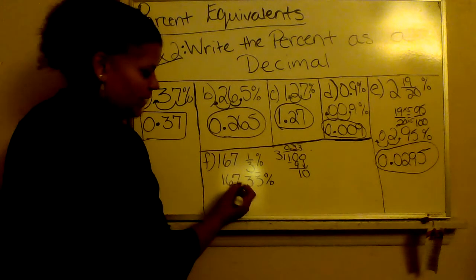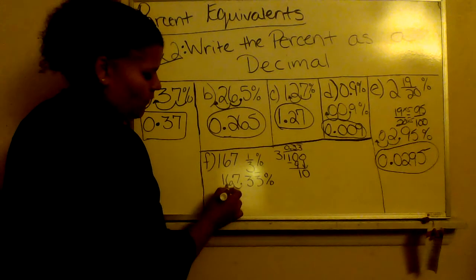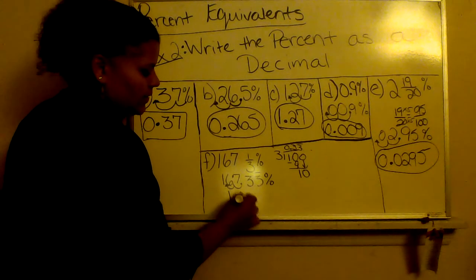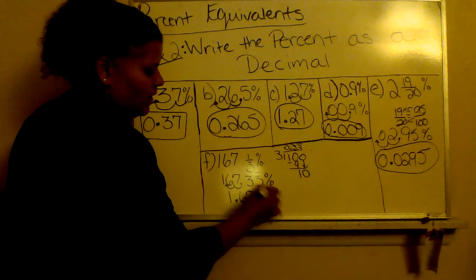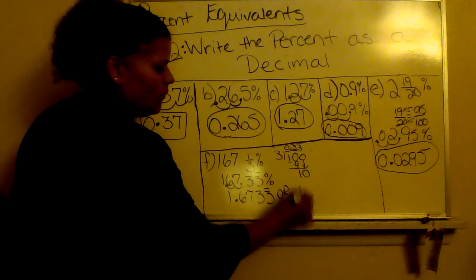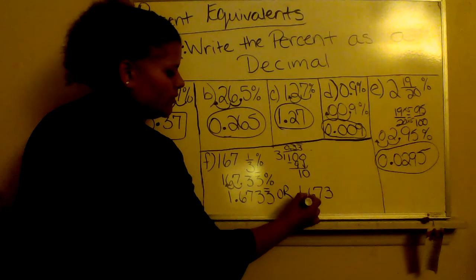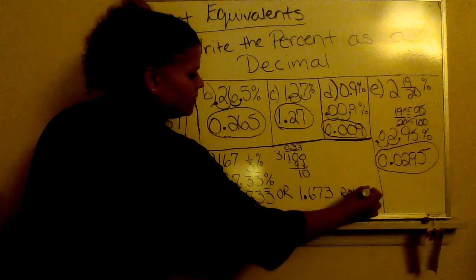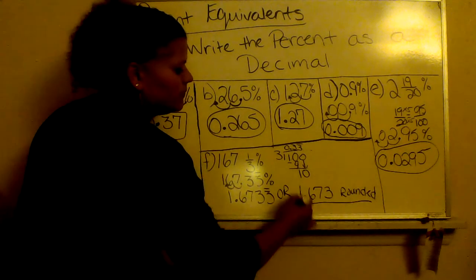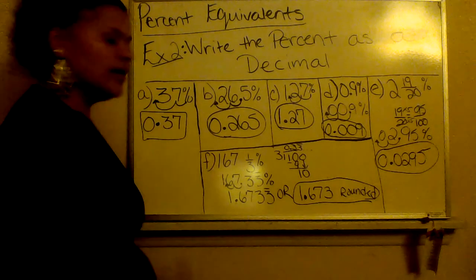So remember, 2 times to the left, 1, 2. So now I have 1.6733 repeating, or 1.673. It's rounded. Okay, and that's how you turn a percent into a decimal.